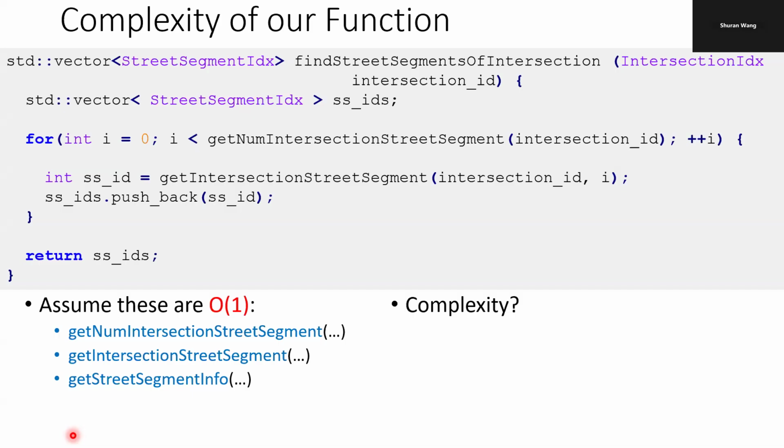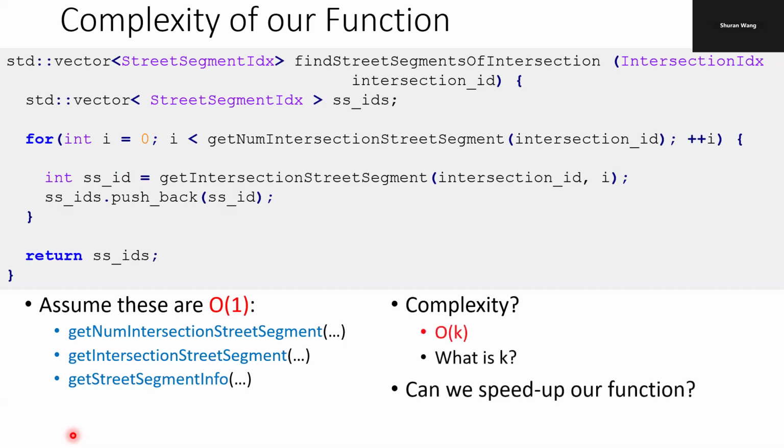Yeah, O of n. We usually use k because it's not really a large n. But what is k in this case? Whatever time value. Yeah, it's the average number of street segments connected to some intersection.